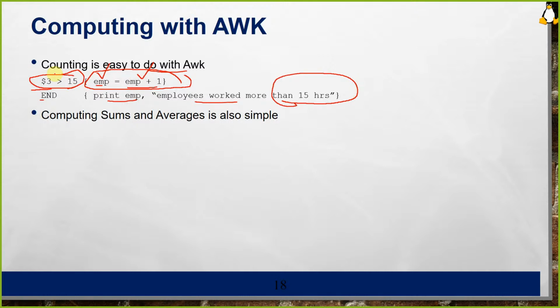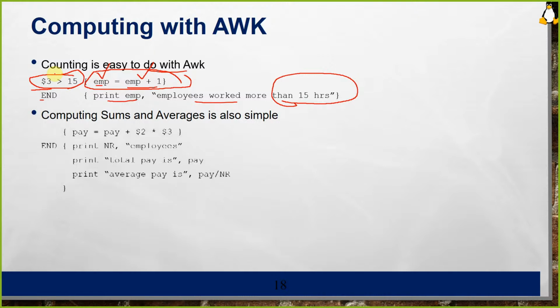Computing sums and averages is also simple. Pay, for example, pay equals pay plus $2, field number 2 multiplied by field number 3. Then in the END section, print NR, employees, total pay is this and average pay is this, pay divided by NR, that is number of records. So this was again highlighting that power of Awk, that printing summary reports after all the records are processed is handled gracefully in Awk.